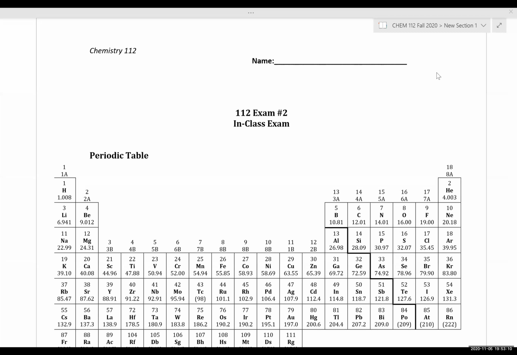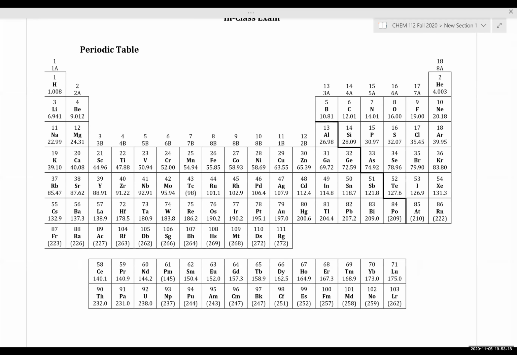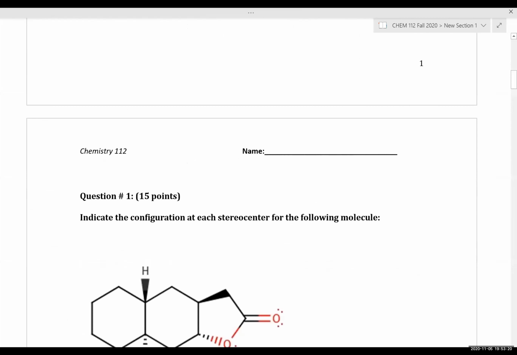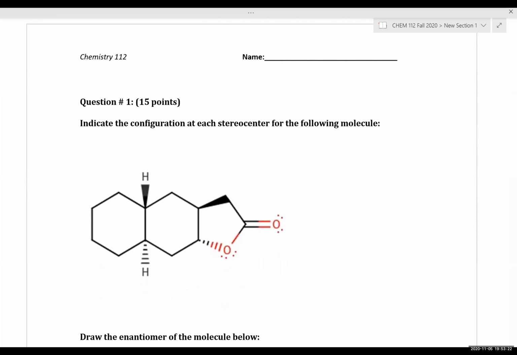Okay, so today we'll be going over practice exam 2 for organic chemistry. We've been provided a periodic table just as a general reference. And now what we're asked in this first question is to identify the configuration at each stereocenter for the following molecule. Okay.